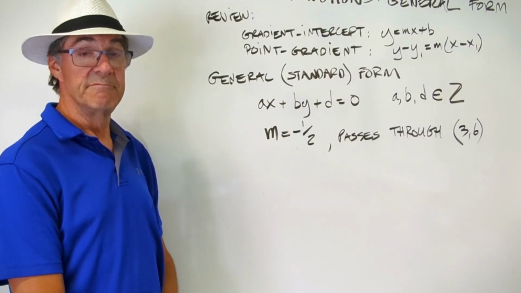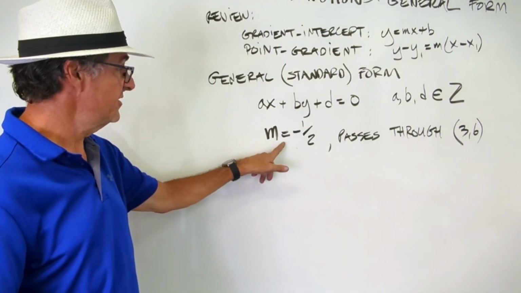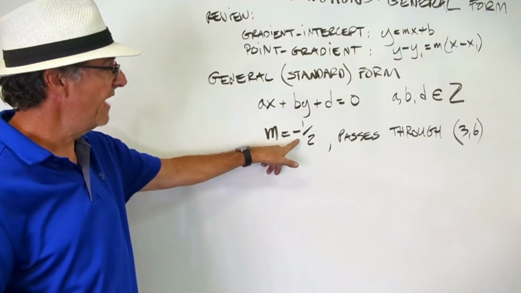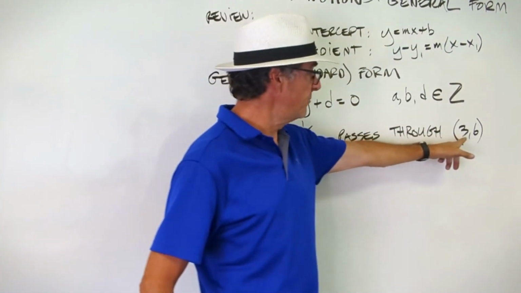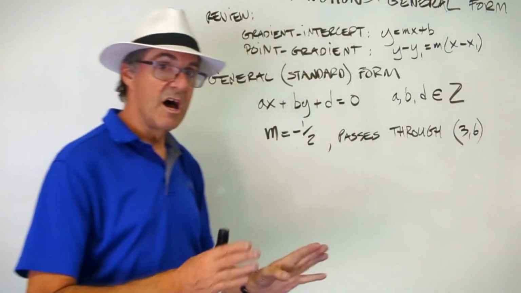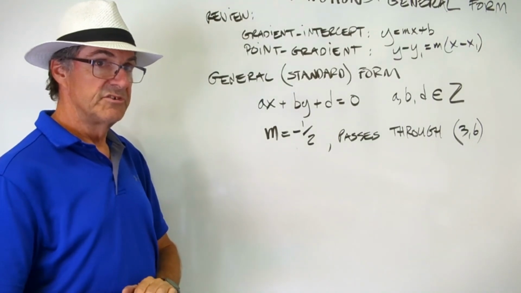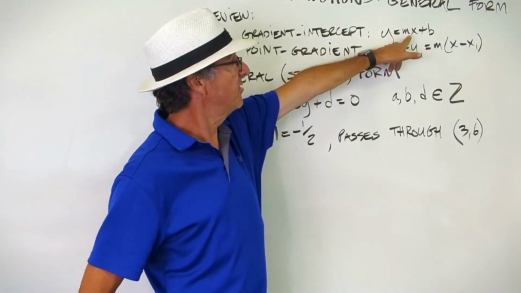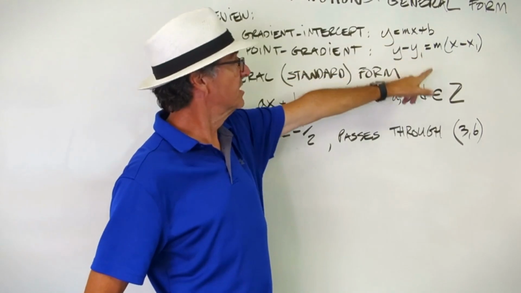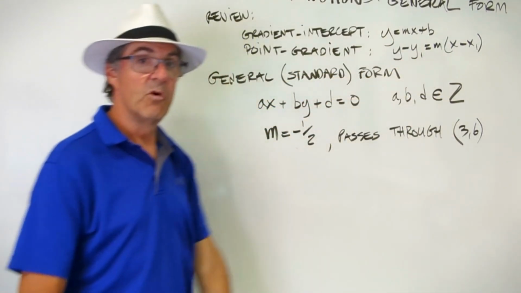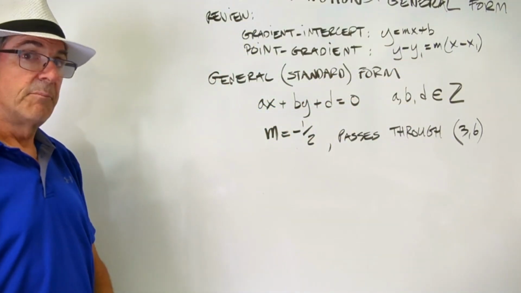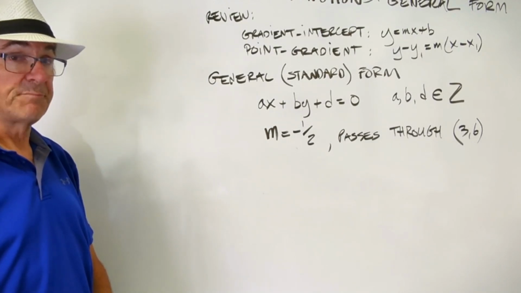Let's do another one. This time, I'm going to tell you the slope, the gradient, it's -1/2. And now I'm telling you it's passing through the point (3, 6), not the y-intercept. So you're not going to be able to get into that with a plug-in step on this form. You're going to need to use that form for your plug-in step. So go ahead and pause the video and do that plug-in.